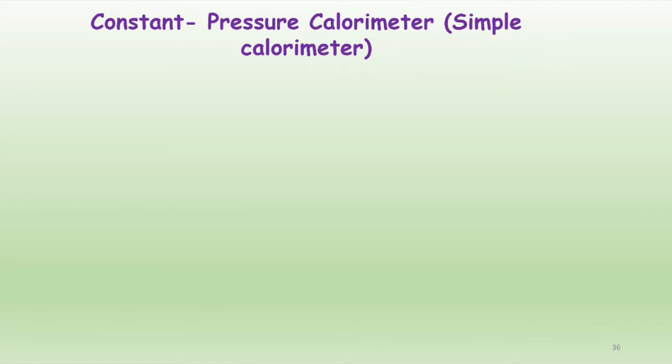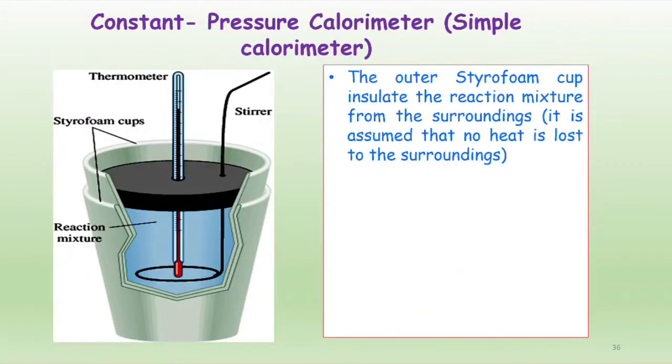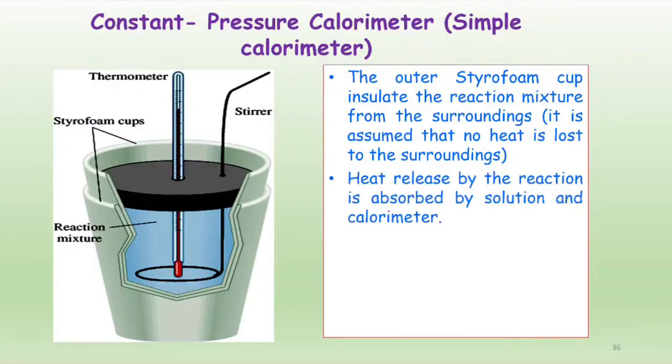There are two types of calorimeter. The first type is the constant pressure calorimeter, also known as the simple calorimeter. It is made up of a styrofoam cup to insulate the reaction mixture from the surroundings. It is assumed that no heat is lost to the surroundings. Heat released by the reaction is absorbed by the solution and calorimeter. No heat enters or leaves.